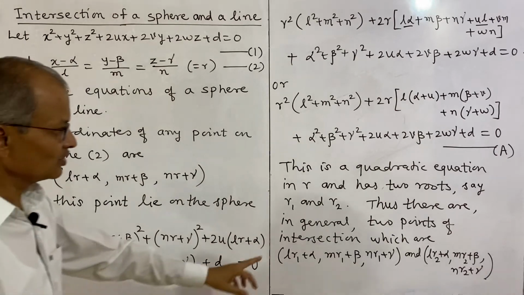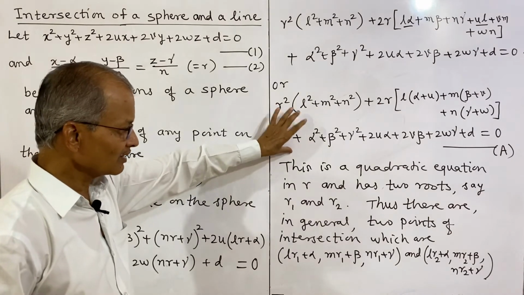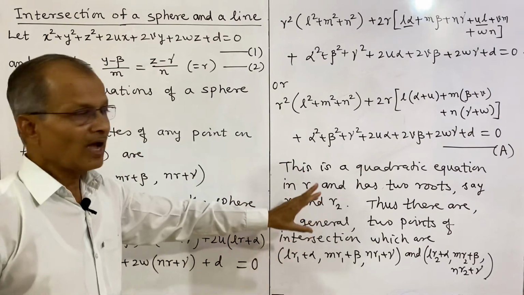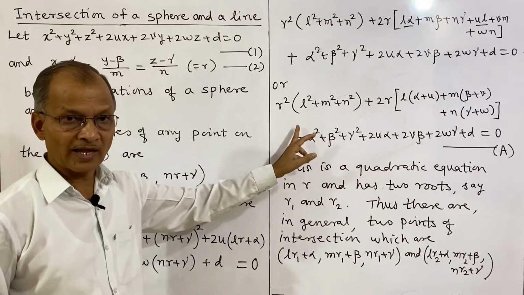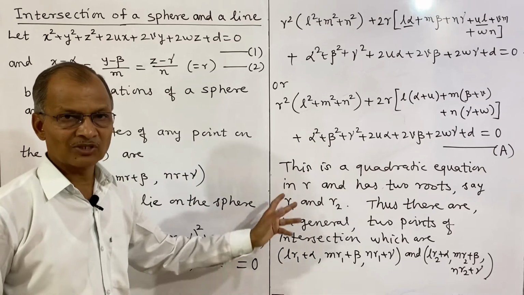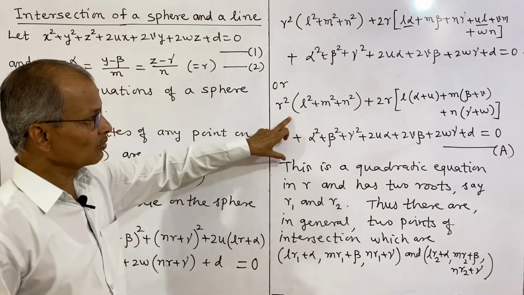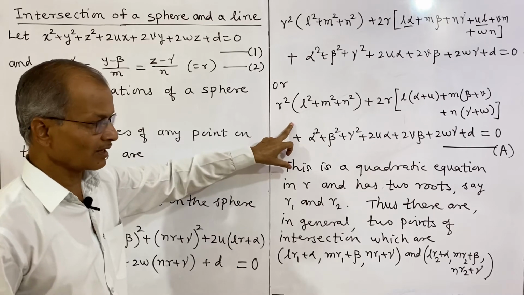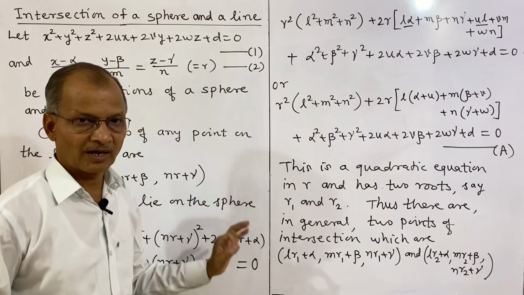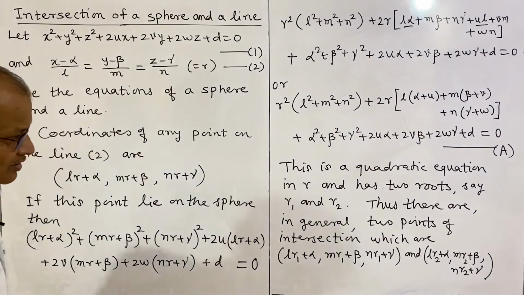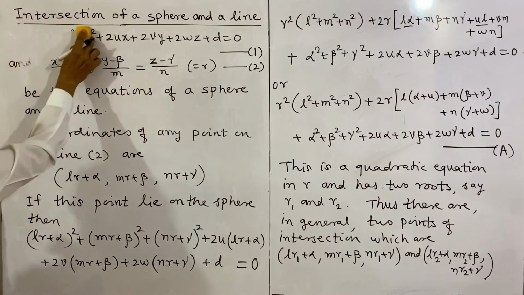These are the 2 points of intersection, and thus a line intersects a sphere in general in 2 points. Why have we written in general? Because that depends on the roots of this equation. If the roots are real and distinct, then we get 2 real distinct points. If the roots are imaginary, then the line will not intersect the sphere, or will intersect it in imaginary points, meaning no real intersection. We have seen these 3 cases earlier. And if the 2 roots are equal, the line will intersect the sphere in a single coincident point, and in that case the line will be tangent to the sphere. So, this gives the intersection of a line and a sphere.